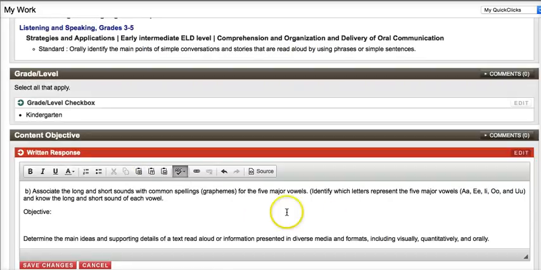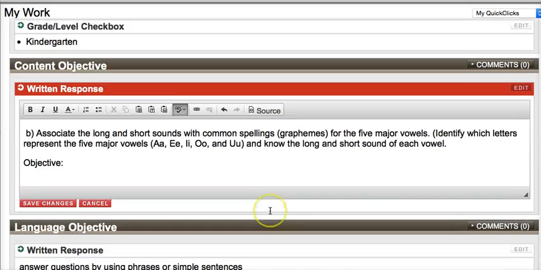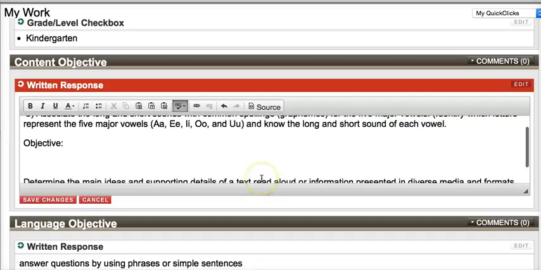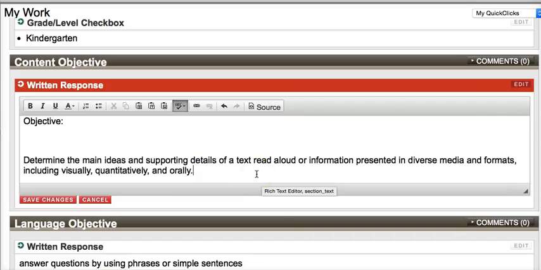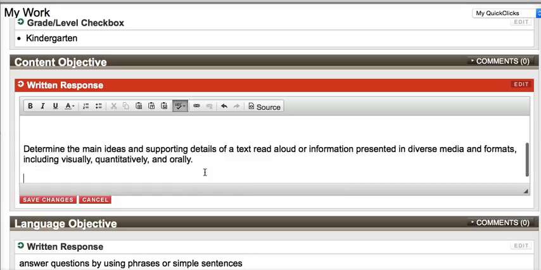I'm putting this here because I want you to understand how we are going to deconstruct the standard. In making an objective, we go back to the standard and we're going to look at it in 3 parts. The 3 parts are skill, content, and context. In this case, the skill is always the verb, and the verb will always be in the beginning. There may be several verbs, but you will always find a first verb. So in this case, determine is the verb.